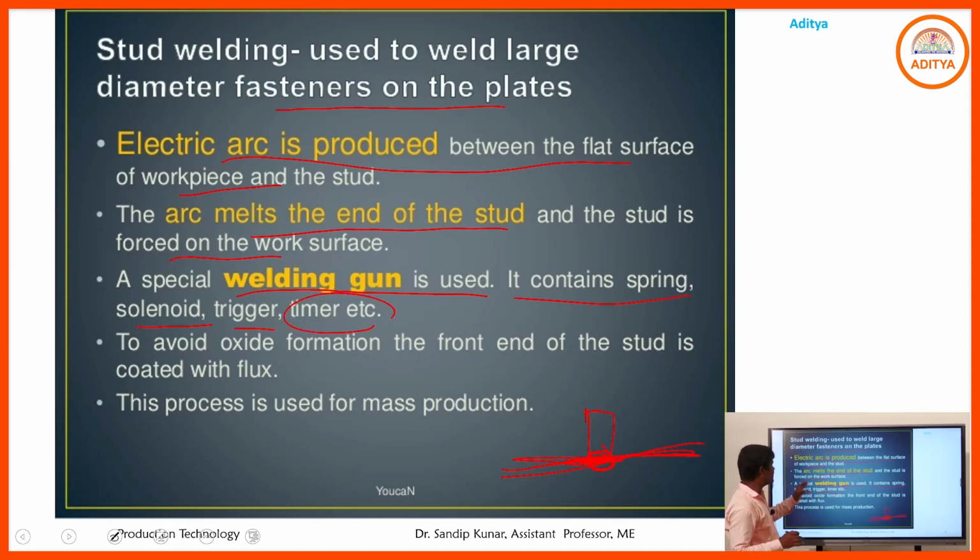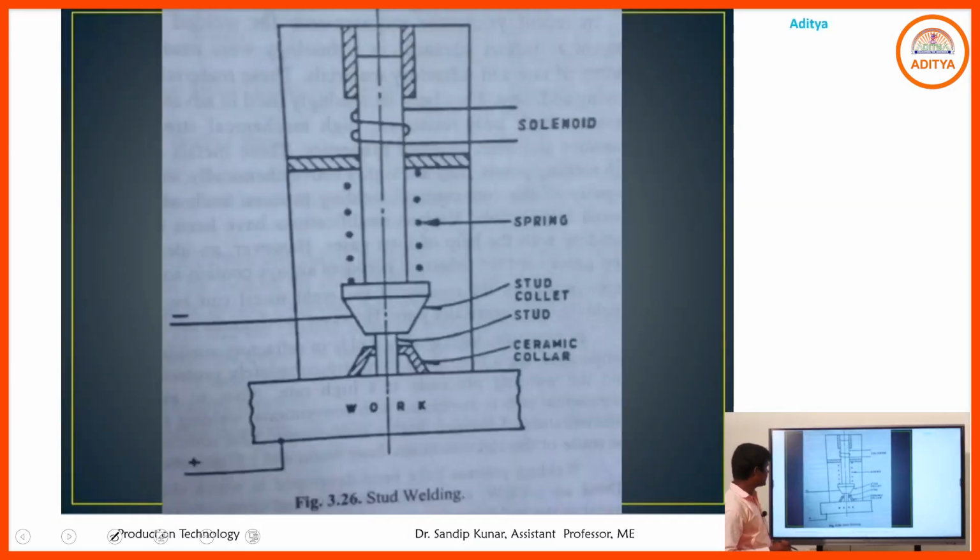A number of components are present in that welding process, and to avoid oxide formation at the front end of the stud, some flux material is used before the formation of the oxide. This process is also used in mass production.